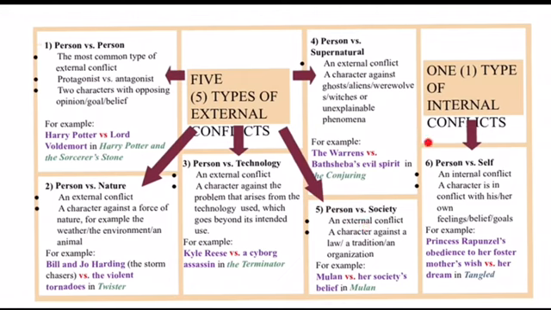For the internal conflict, there is one type that we should know, and it is known as person versus self. Person versus self conflict happens when a character is in conflict with his or her own feelings, beliefs, or goals. For example, in the movie Tangled, the protagonist, Princess Rapunzel, has to be obedient to her foster mother. But deep inside her, she wants to see the outside world. So this is an example of an internal conflict that the protagonist faces.